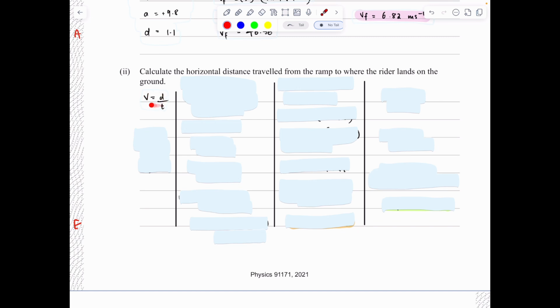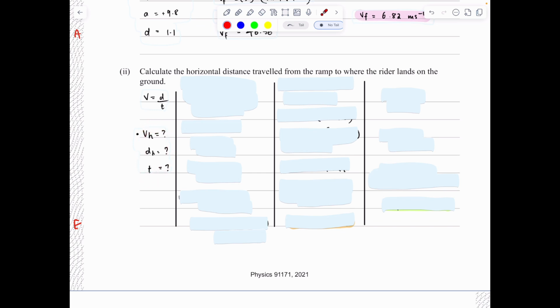The reason why we use this equation is because this is for constant velocities, and the horizontal velocity is always going to be constant throughout the flight because gravity does not act on the horizontal component. It only acts on the vertical. So let's use this equation to find the horizontal distance travelled. What do we have and what do we not have? Whoa, seems like we don't have anything.